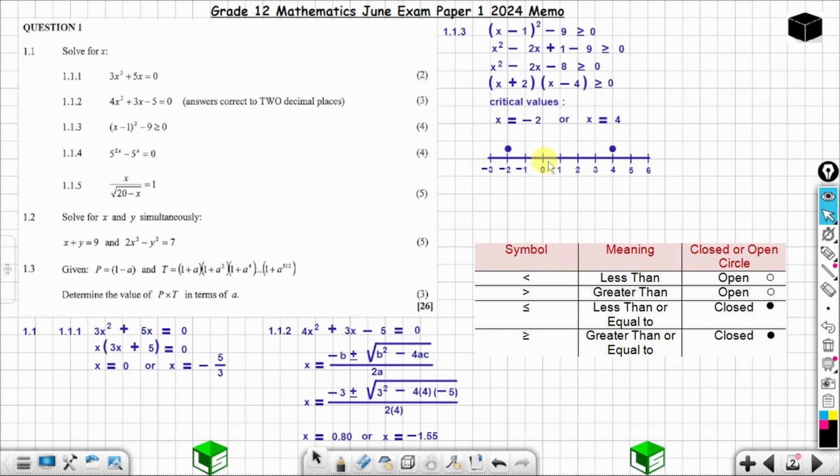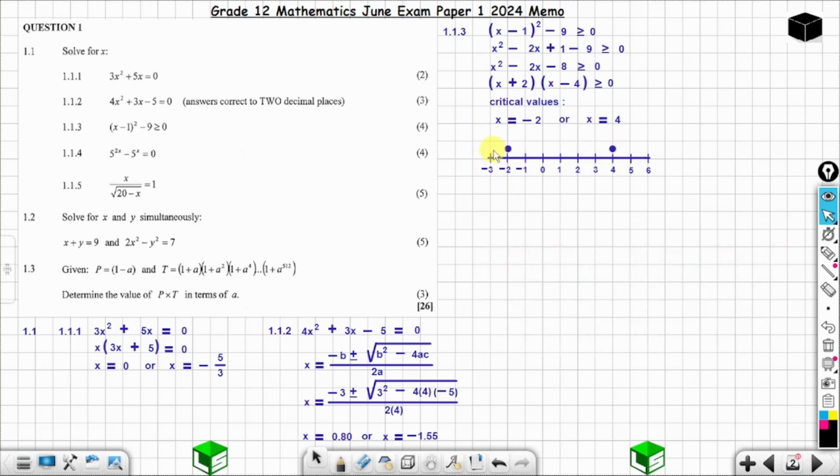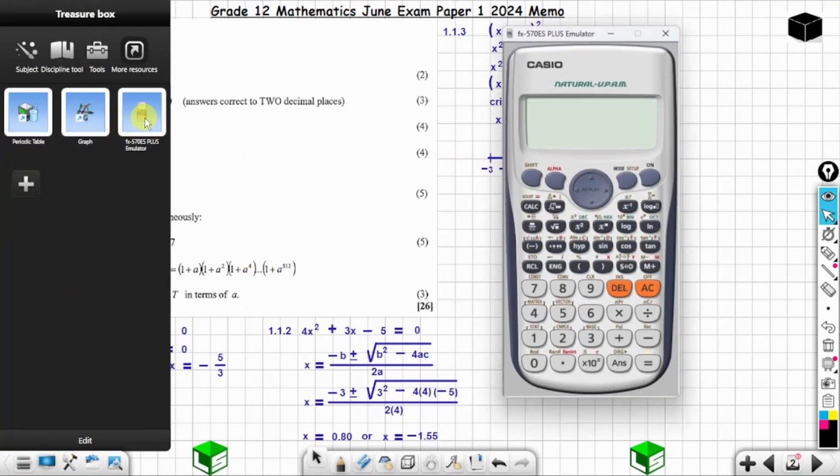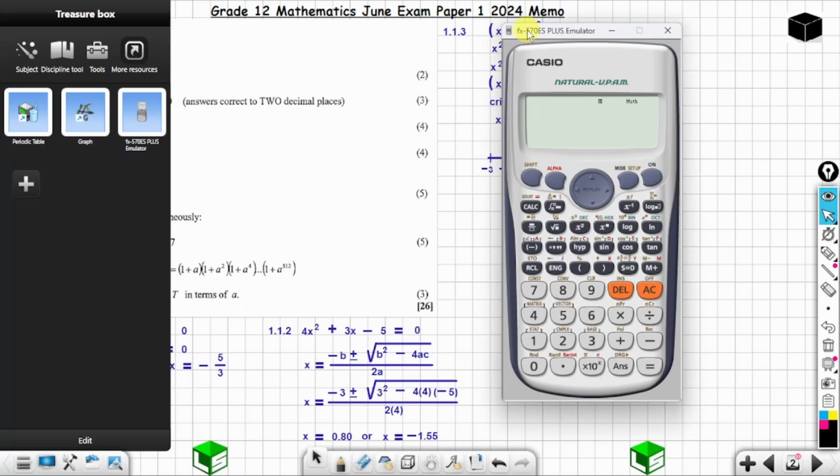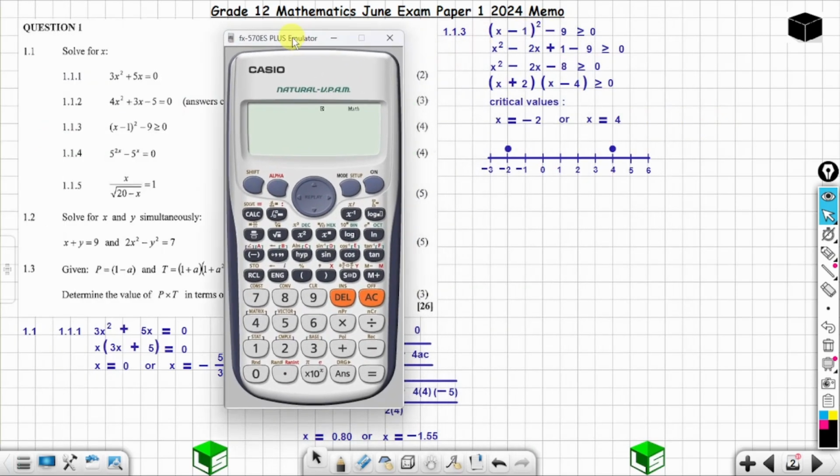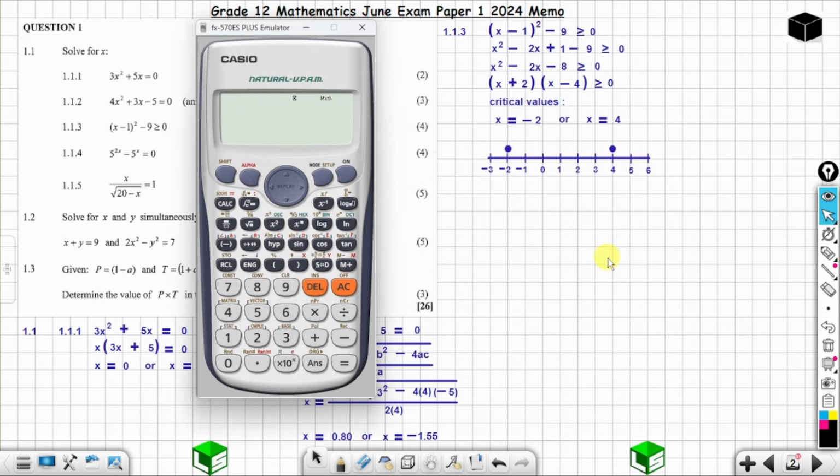Remember, you have 3 intervals. You have the interval before negative 2, you have the interval between negative 2 and 4, and after 4, you have another interval. So, you are going to test your 3 intervals. Let me show you. You can do this without a calculator, but let me use a calculator so that you understand.